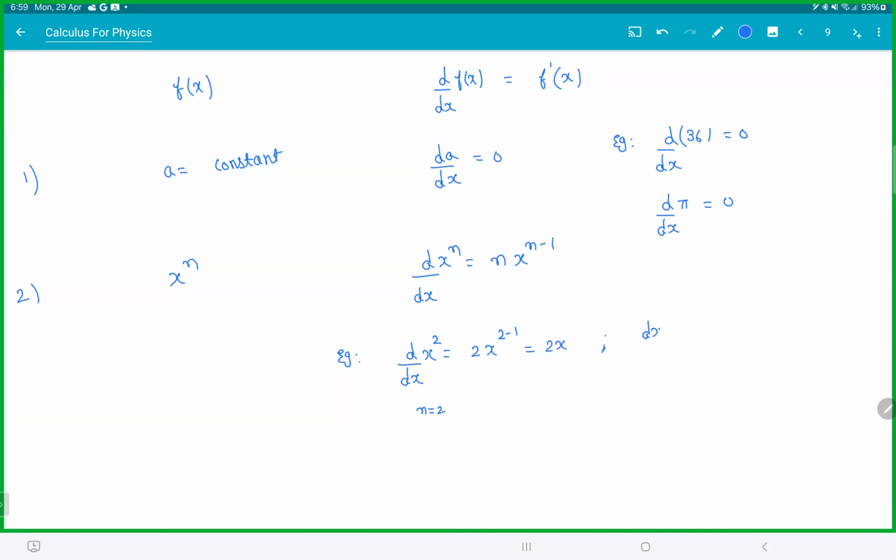I know some of you already know this stuff, but that is fine. In case someone has no idea about this, please put it down. You need this. If n is 7 by 2, it is 7 by 2 x to the power of 7 by 2 minus 1, which is 7 by 2 x power 5 by 2. Have a look at that. x power n is one of the most common differentiations. In maths, literally every chapter you will see this x power n.